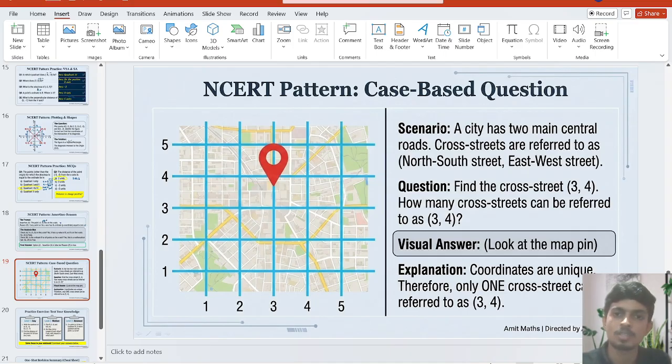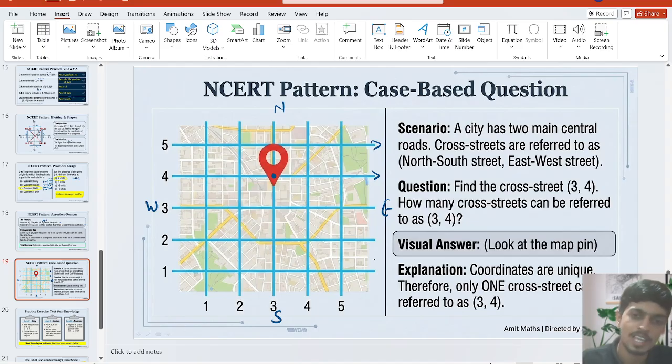NCERT pattern: Scanway city has two main central roads crossing streets. Here you see north-south streets, main roads. This direction is north, south, and east, west. Here it says find the cross street 3, 4. It means 3 is here and 4 is here. So this is a location, it looks like here. So the location is 3, 4.